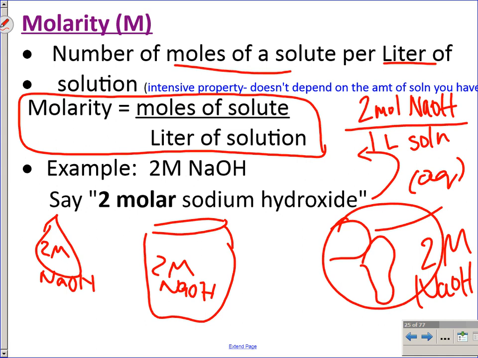It's I have this much and this much, I have this much and this much. So I can give you a glass of lemonade from my pitcher. Does it taste different than what's in the pitcher? Unless I didn't mix it, it shouldn't, right? So that means that it does not depend on the amount I have.